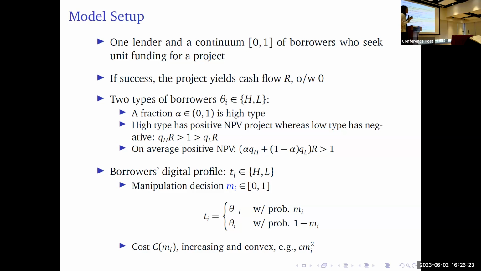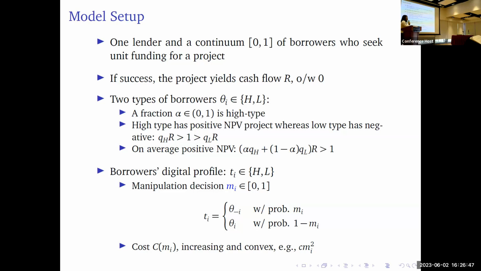The borrowers are looking for a unit of funding for a project. And this project has a binary outcome. It is uncertain: with some probability Q, the project can generate a cash flow R, and with the remaining probability, the project just fails, yielding nothing. Okay? So that's a binary outcome project.